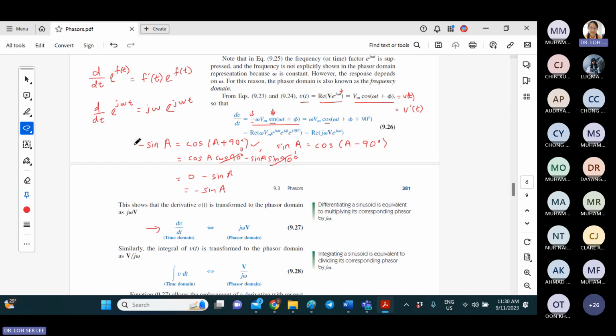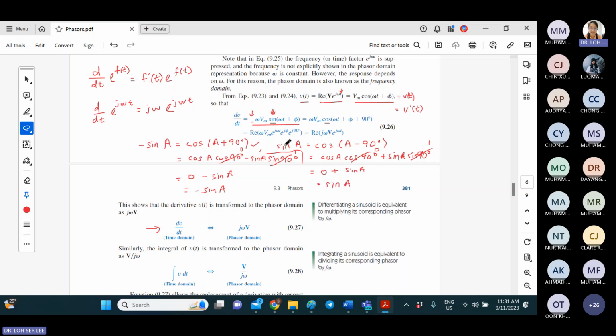Same goes to this one. When we expand this, cos A cos B. When this is a minus, we get a plus sine A sine B. B is 90 degree. Sine 90 degree is 1. Cos 90 degree is 0. So 0 times cos A is still 0, plus sine A times 1, you get a sine A. That's why you get a positive sine A.